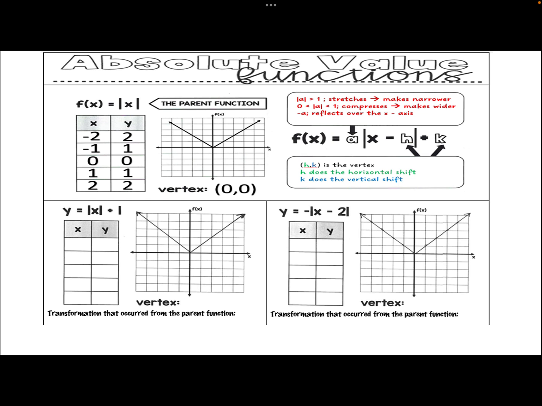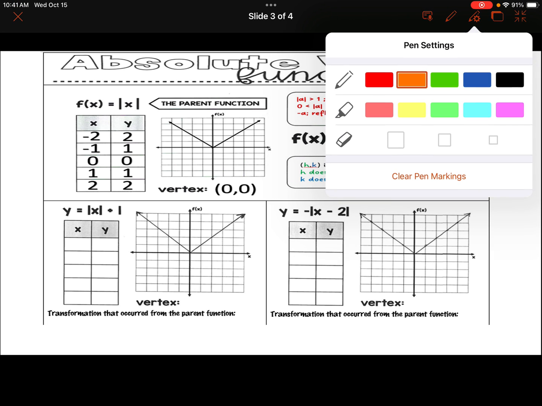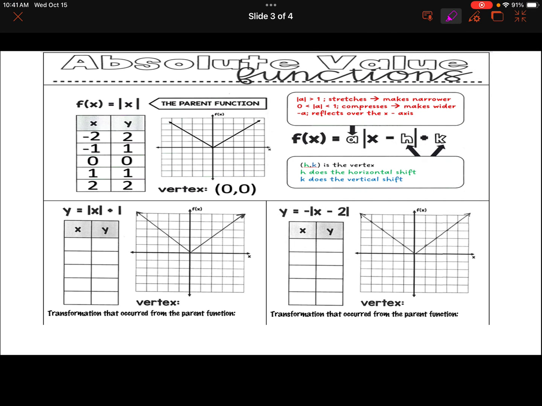So absolute value functions, here is the parent function. And the parent function just, the vertex, which is also the absolute minimum, which is also another fancy way of saying the center point. It is at 0, 0. So if my vertex gets moved from 0, 0, then I have done a transformation.